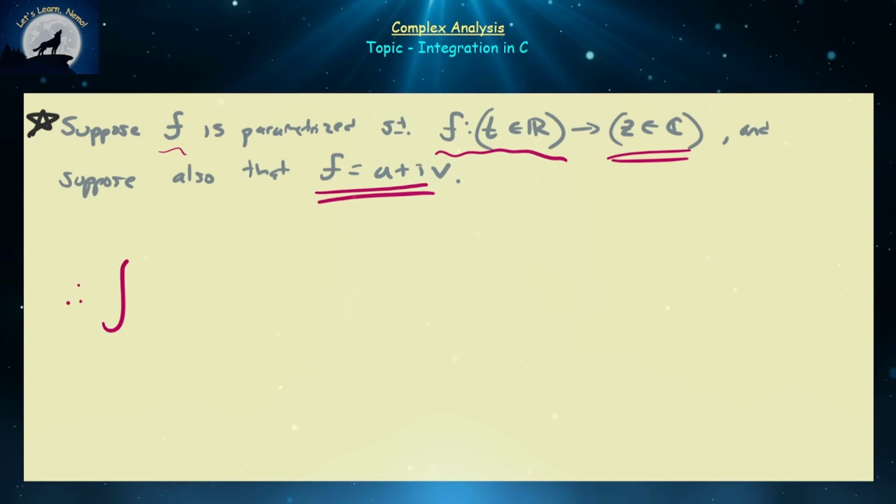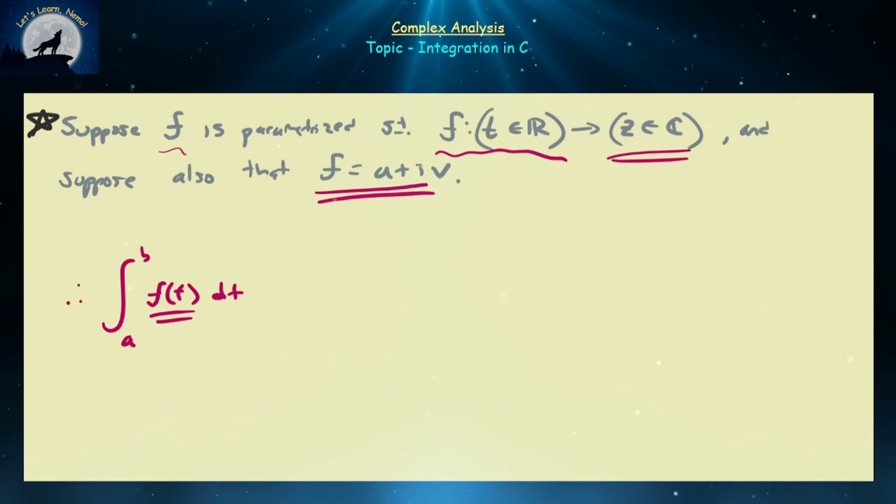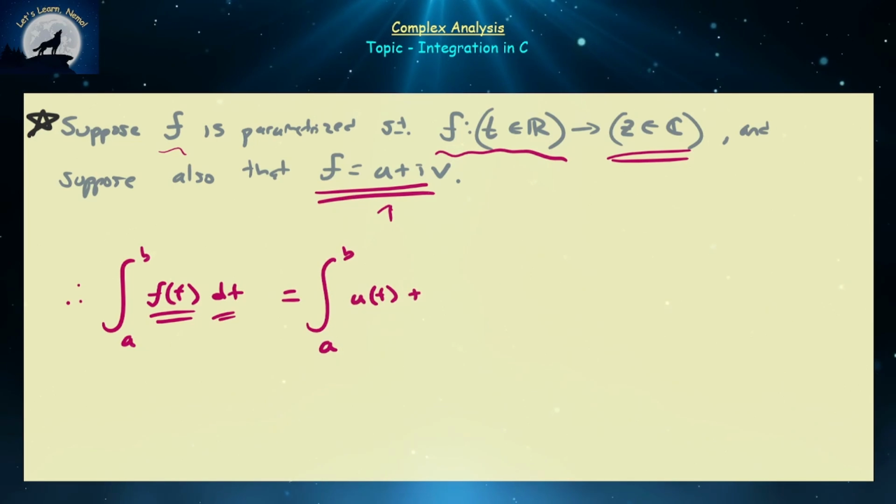So if we integrate from a to b of f of t dt. Now keep in mind this will have complex numbers as outputs now, but keep in mind t is a real number, so I plug in a real number, I get a complex number back, which will then have a real imaginary decomposition. t is still a real number, so we're still integrating with respect to a real variable, so nothing is different on that end. So if we represent f in terms of u plus iv, then this is going to be equal to the integral from a to b of u of t plus iv of t dt.